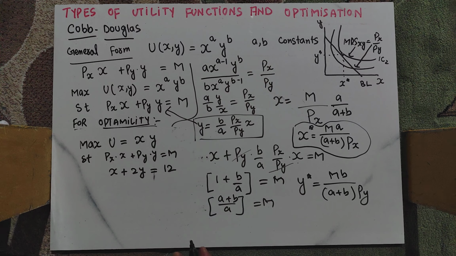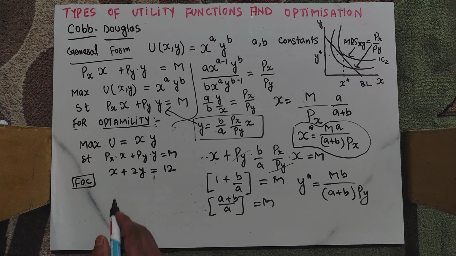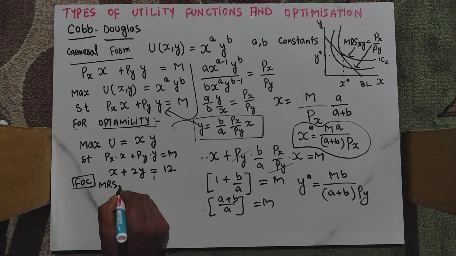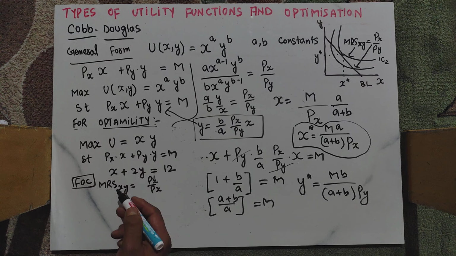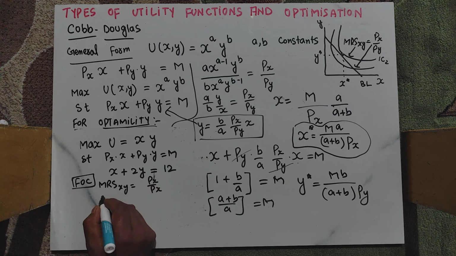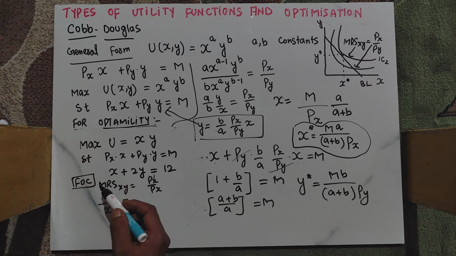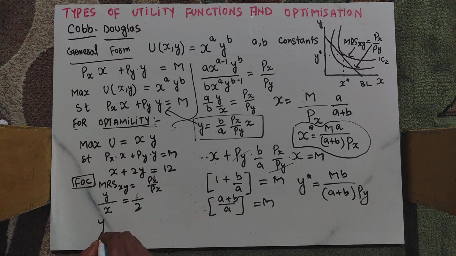So using this, how do we solve it? The first order condition for optimization requires the tangency condition: we equate MRS with the ratio of the prices. MRS, as you know, is the partial derivative of the utility function with respect to X divided by the partial derivative with respect to Y. Partial derivative with respect to X gives us Y, and with respect to Y gives us X, and it should be equal to the ratio of the prices. Price of X we assumed is 1, and price of good Y is 2. Solving for Y, it becomes X upon 2.